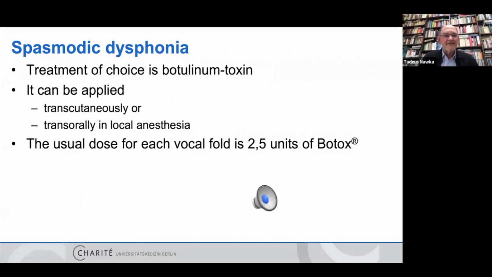The treatment of choice for spasmodic dysphonia is up to now botulinum toxin, and it can be applied transcutaneously or transorally in local anesthesia. And what we usually do is we apply a dose of 2.5 units of botulinum toxin, of Botox. I would like to give you an example of the voice of a lady who has had this spasmodic dysphonia for at least 30 years.